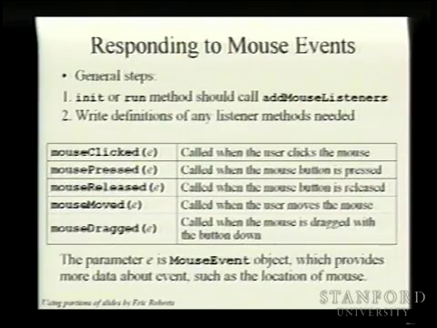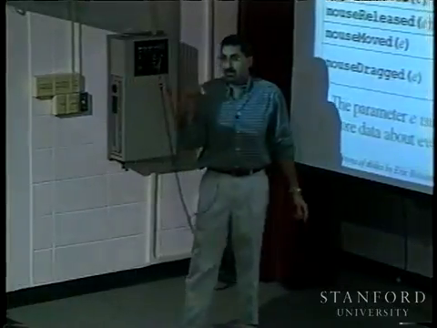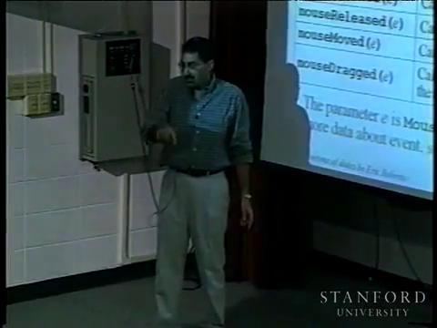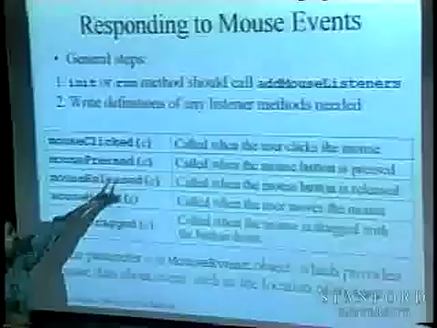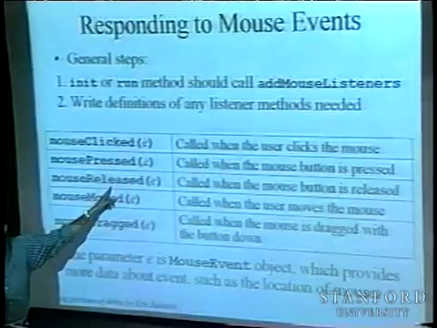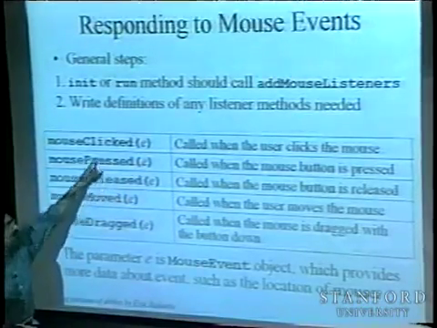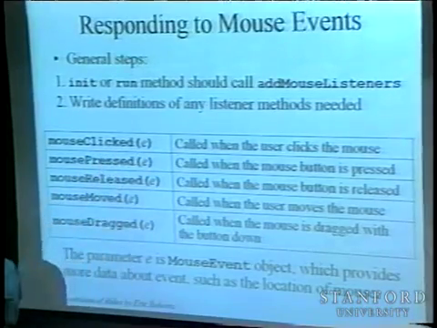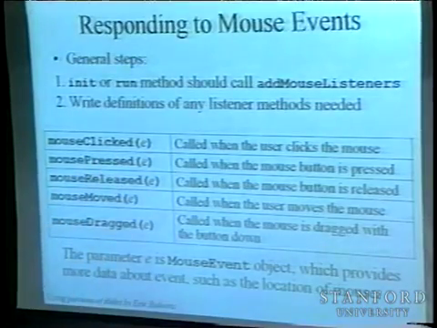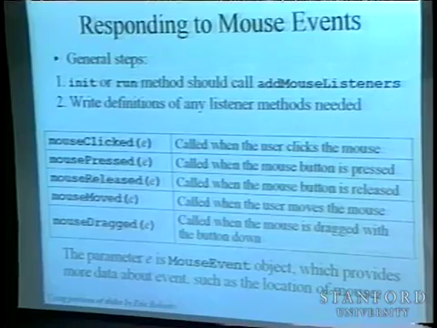There's mousePressed. What's the difference between a click and a press? The press is that the mouse button has been pressed down. It has not yet been released. So if you want to do something like a drag where you hit the button and you move the mouse around and then you release it, you can check for pressed and released. So a press and a release together is a click. You can do something when the mouse is pressed. You can do something when the mouse is released, and that'll also count as a click.